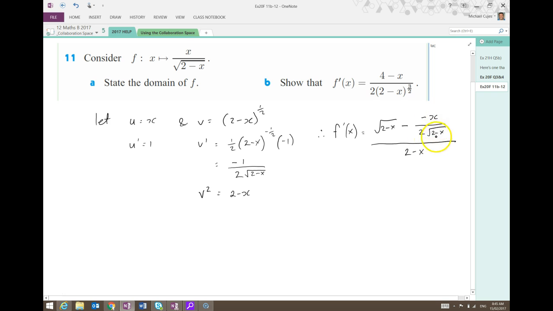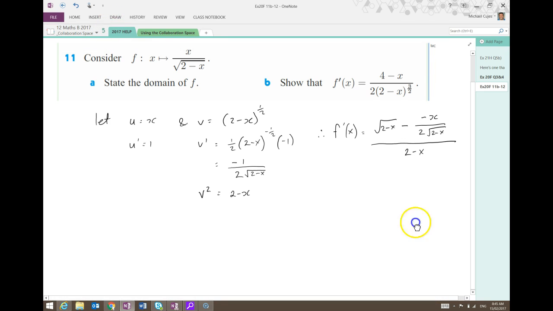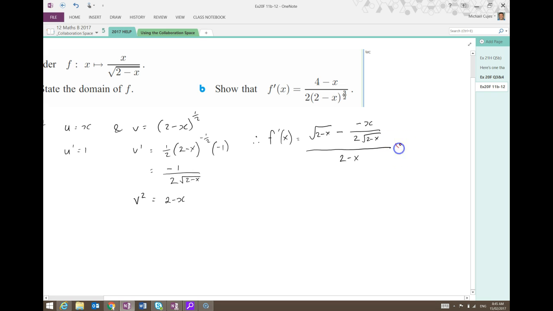Clearly, what we don't like here is I've got a denominator there, and it's part of a larger fraction. So I want to get rid of that little denominator there. What am I going to multiply by? Well, I need to multiply by 2 times the square root of 2 minus x. If I'm doing that to the top to make sure I've got an equivalent fraction, I need to do that to the denominator as well.